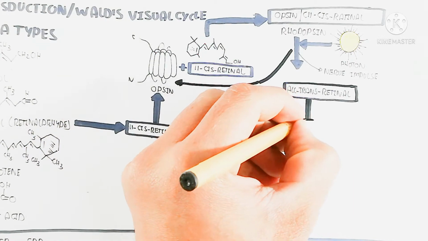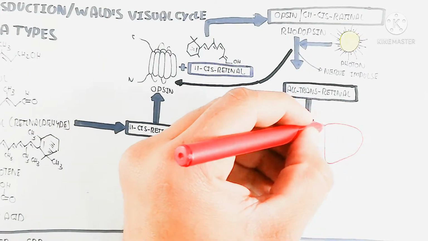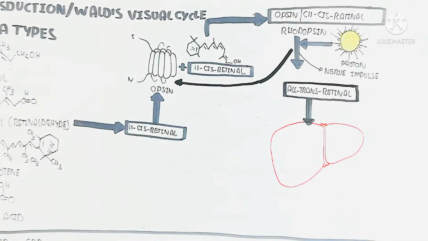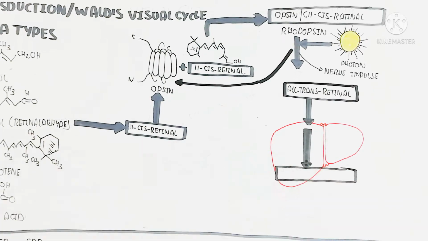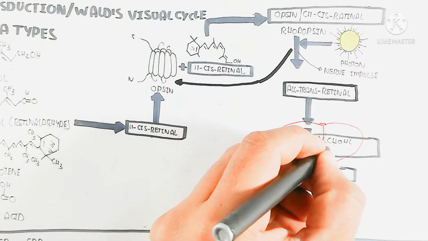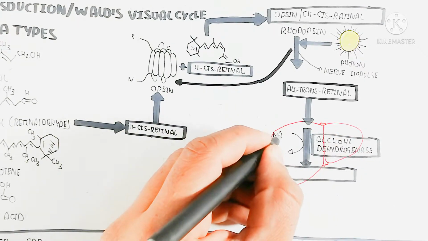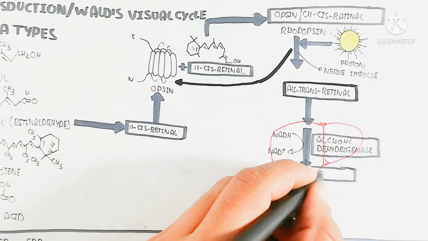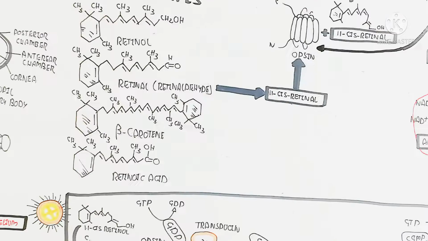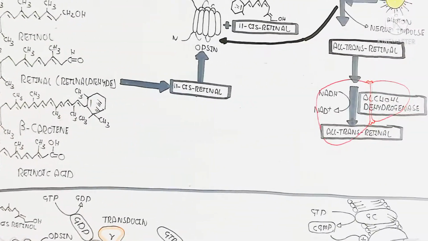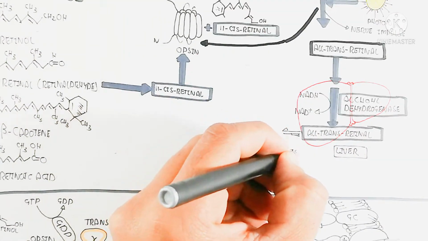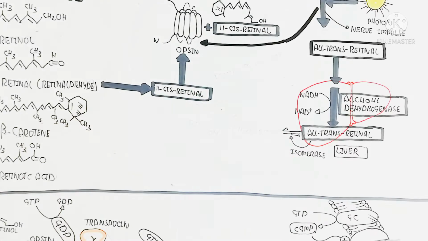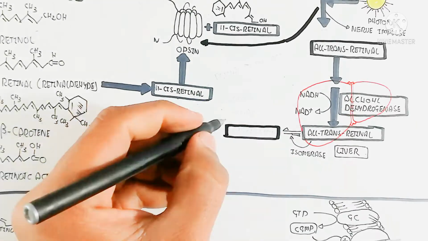all-trans retinal will dissociate, and the opsin again dissociates. All this retinal will go into the liver. Inside the liver, the alcohol dehydrogenase enzyme is used, with NADH oxidized into NAD plus, to produce the retinol type, and all-trans retinol is formed again in the liver. After this, in the liver, the isomerase enzyme is used to produce 11-cis retinol again.